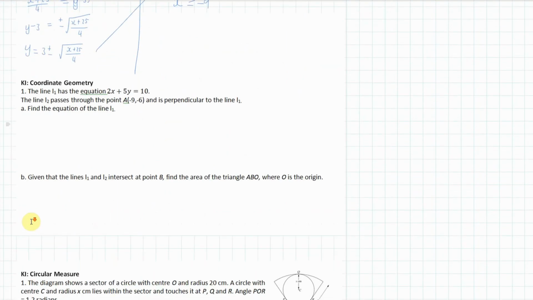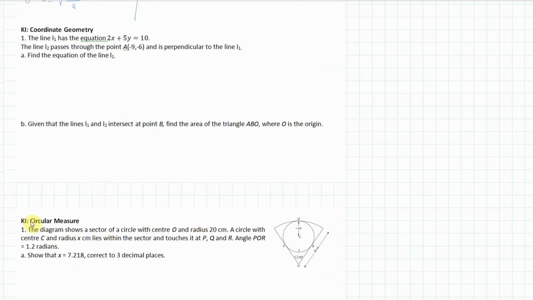Let's move on to the coordinate geometry question. We've got a line and another line, which is perpendicular to the first line. Okay, so what I'm going to do is rewrite this as 5y equals -2x plus 10, and I'll write it as y equals -2/5 x plus 2. Now, therefore, line 2's gradient must be perpendicular to line L1, so the gradient is the negative reciprocal of this -2/5, so 5/2.